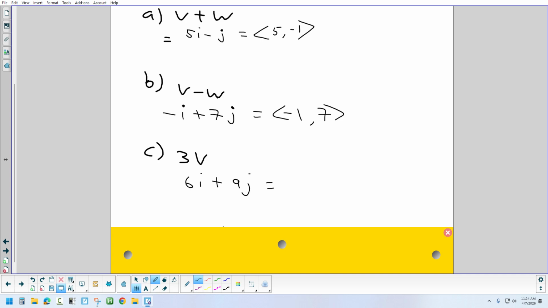Or in the other notation, we would write 6, 9. Make sure we put it in those angle brackets, because if you put parentheses, that's a coordinate, not a vector.